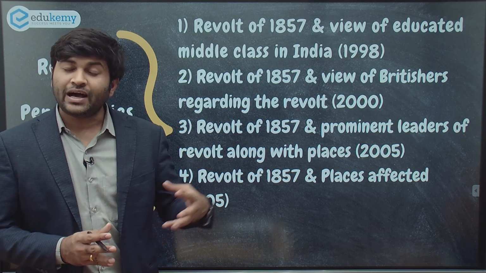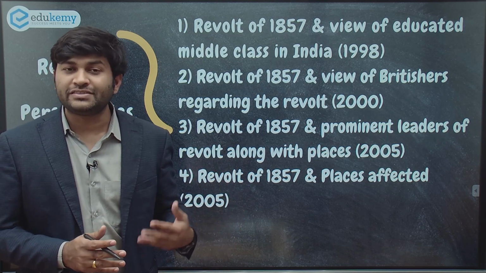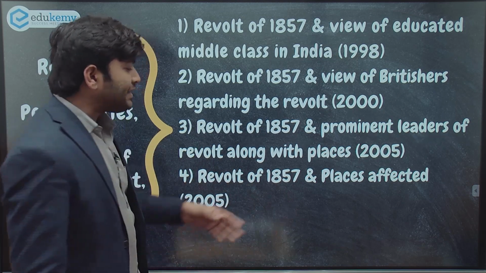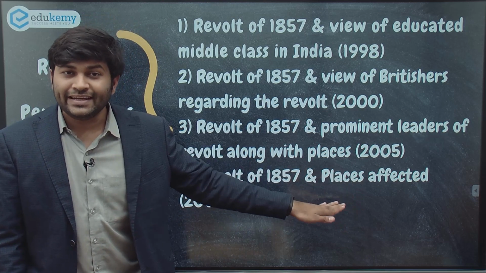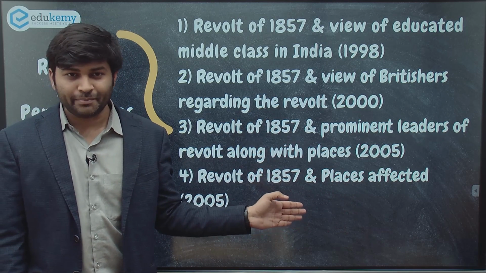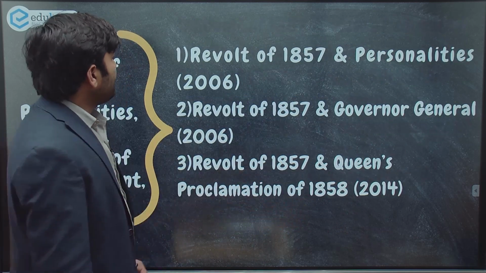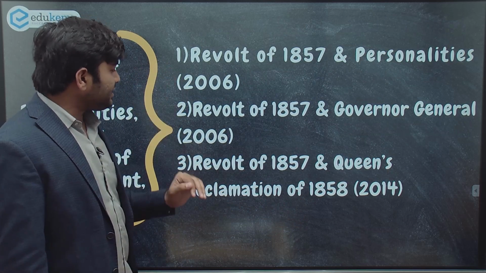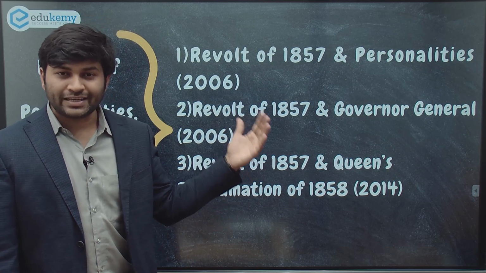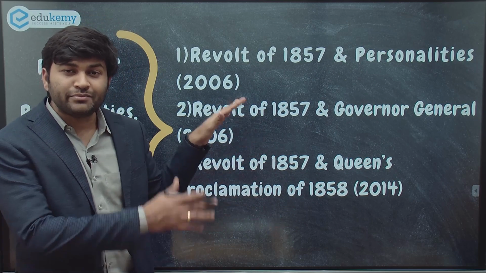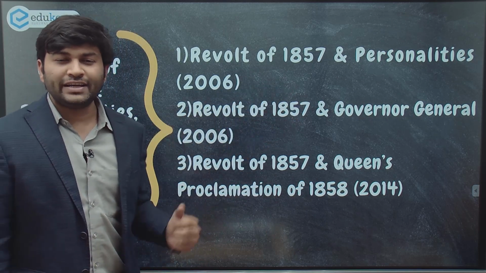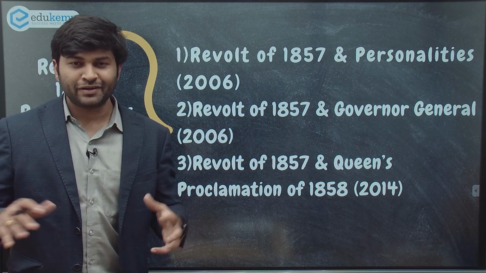Also important are the causes of why this 1857 is happening. Then again, revolt of 1857 and the places affected and the leadership of that particular place. So you see the theme of the question is repeating year along. Again, you can see in 2006 and 2014 the same type of question is appearing again and again on the same theme: revolt of 1857 and the personalities that are associated with the revolt and with different places.